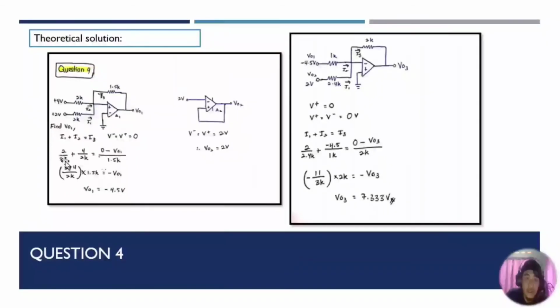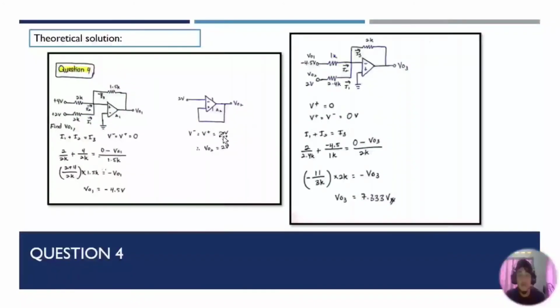So we do the calculation. 2 volt over the 2k resistor here, plus 4 volt over the 2k resistor here, equals current out, which is (0 minus V output 1) over RF, which is 1.5k. After the calculation, we get the value of V output 1 equals negative 4.5 volt.